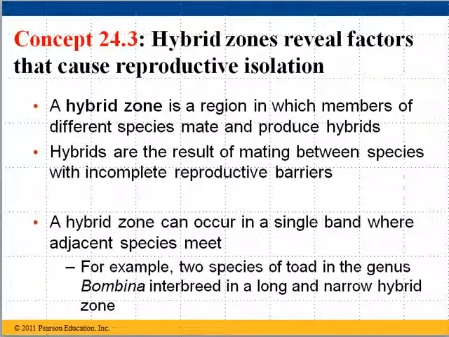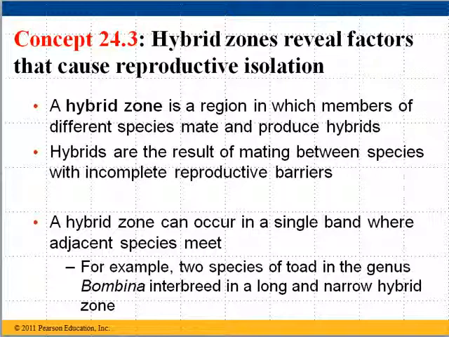So we're going to look at what are called hybrids, which are when two separate species do interbreed and create a living offspring. It may not be a viable, fertile offspring, but a living offspring of some kind. And we're going to look at something called hybrid zones, which are geographic areas that may have overlapping populations. So a hybrid zone is a region in which members of different species mate and produce hybrids. Hybrids are the result of mating between species with incomplete reproductive barriers.